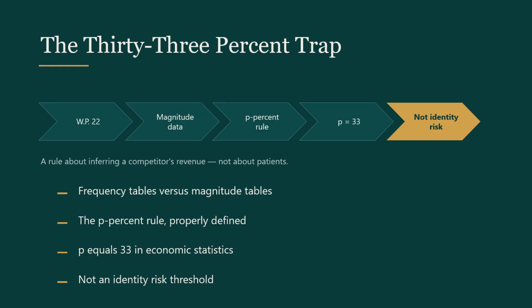The paper is a primary source for the P% rule in business magnitude data. It is not a source for an identity risk threshold on patients. How do you say this to a client without insulting them? Not by declaring the number wrong. Say that you traced it, that the trail leads to working paper 22, that the rule there governs magnitude data rather than identity, and that you would rather cite something a reviewer can verify.